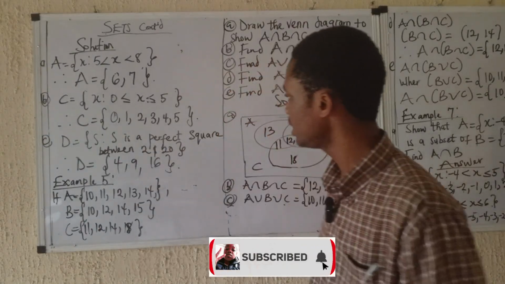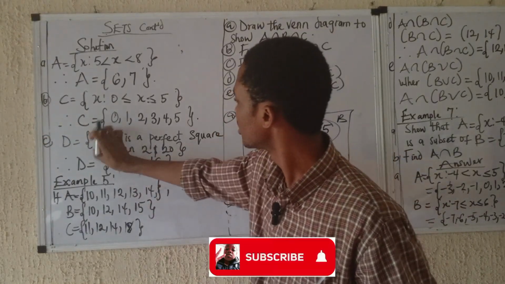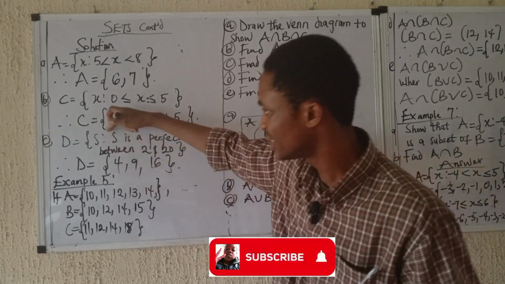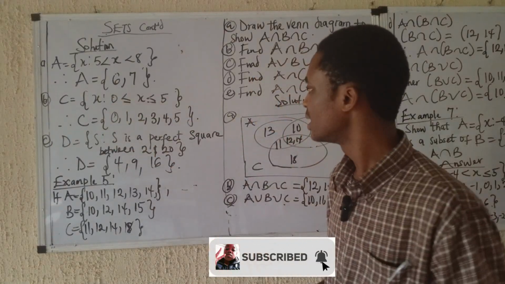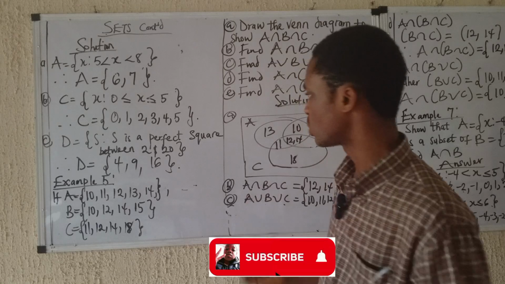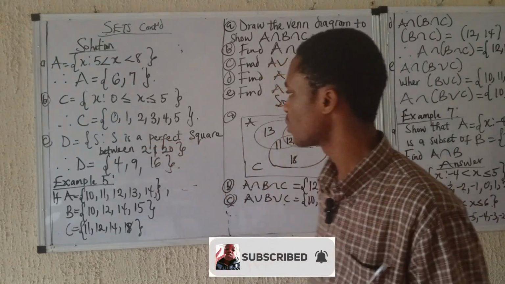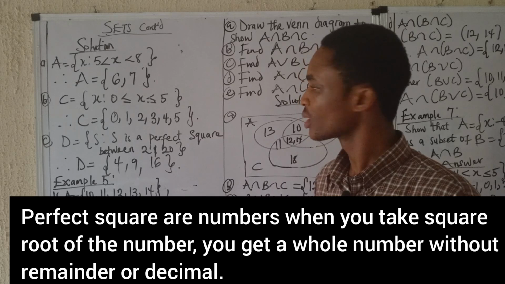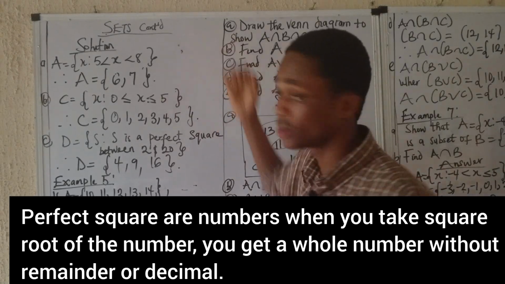So this is the interpretation for set C. Set D contains element S such that, this colon I told you signifies such that, S is a perfect square between 2 to 20. What are perfect squares? Perfect squares are numbers whose square root gives you a whole number.